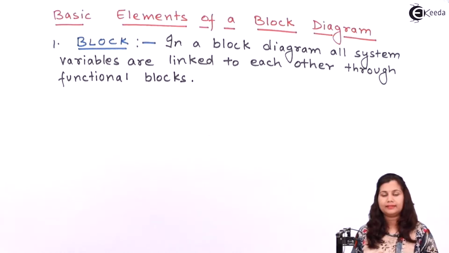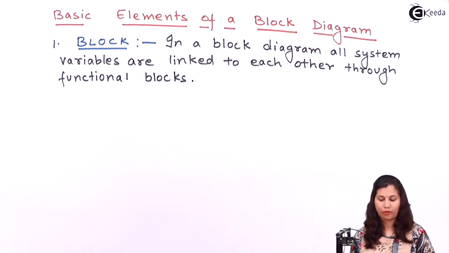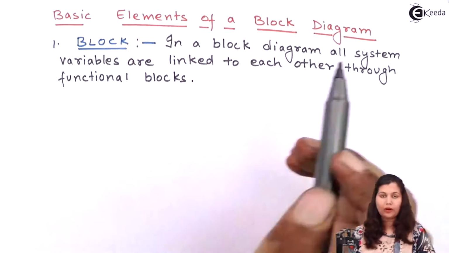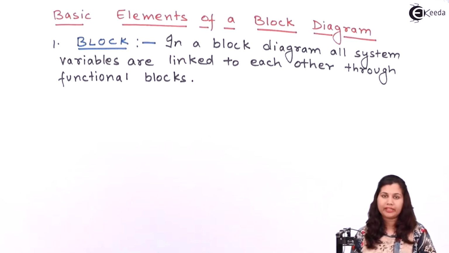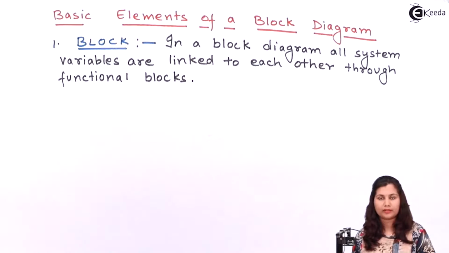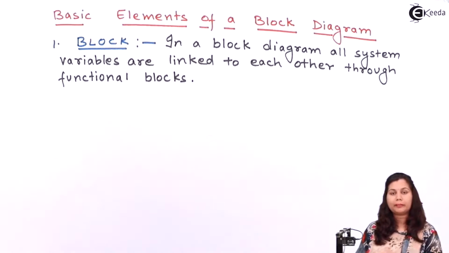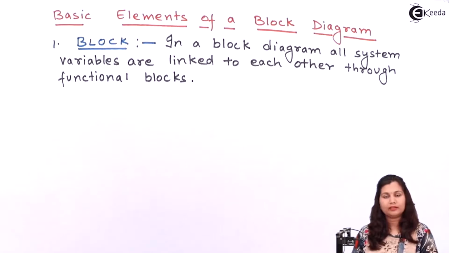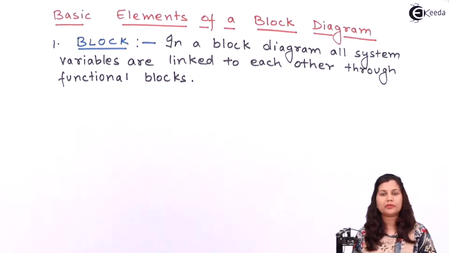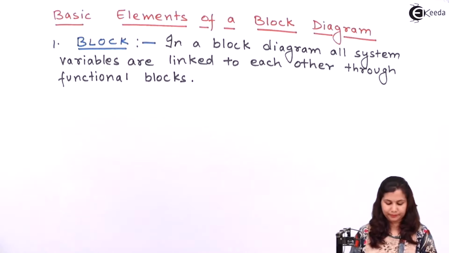We have seen that a system is having various components. So in a block diagram, these system variables are linked to each other through functional blocks. So a block is a symbol for the mathematical operation which is performed on the input signal to the block, which is producing the output.